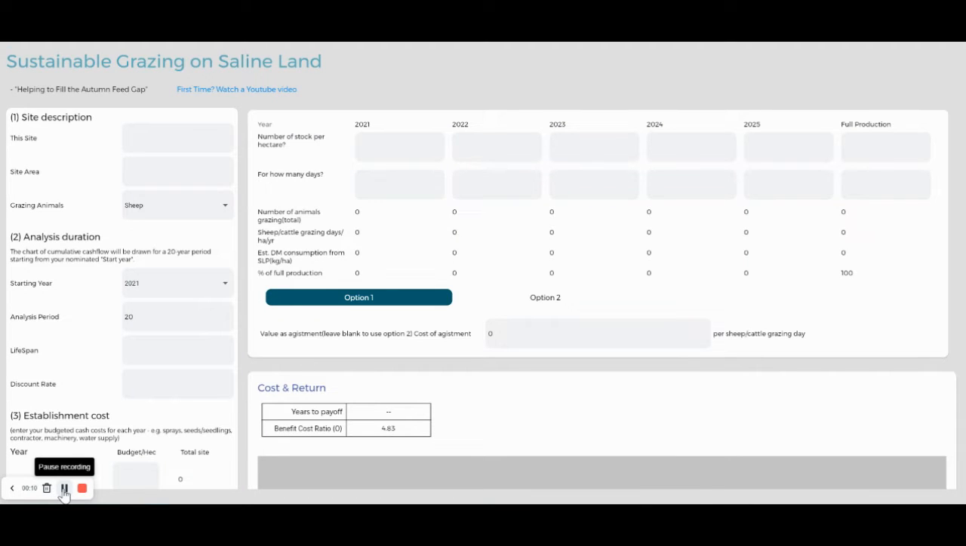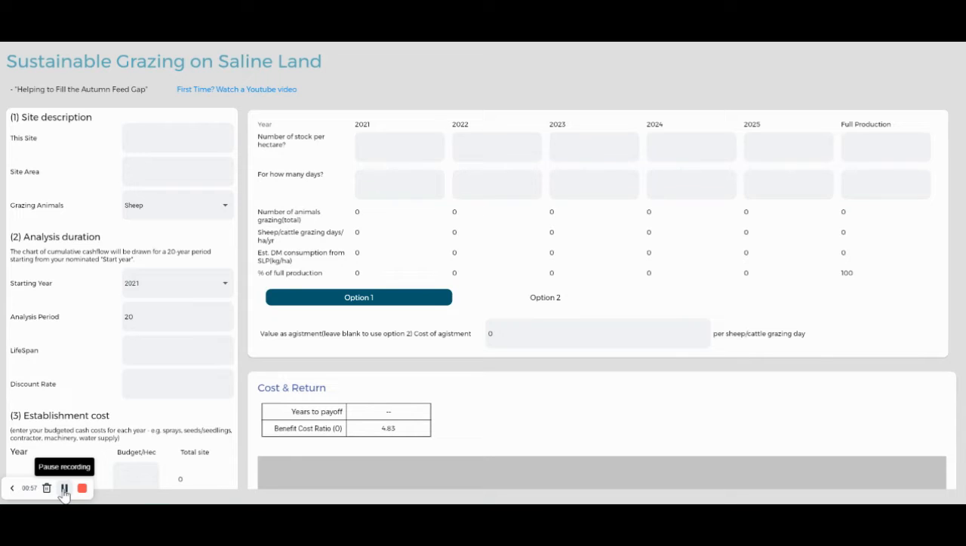We're going to be looking at one of the tools in the Saltland Genie app today, particularly the Sustainable Grazing on Saltland Economics Calculator. This calculator is designed to answer the question, what are the economics of revegetating saltland with a salt-tolerant pasture? And the tool is set up as a partial budget, and in that it only looks at the things that are going to change on your farm as a result of planting saltland pastures, and it values the feed from the saltland pasture on the basis of equivalent feed cost.